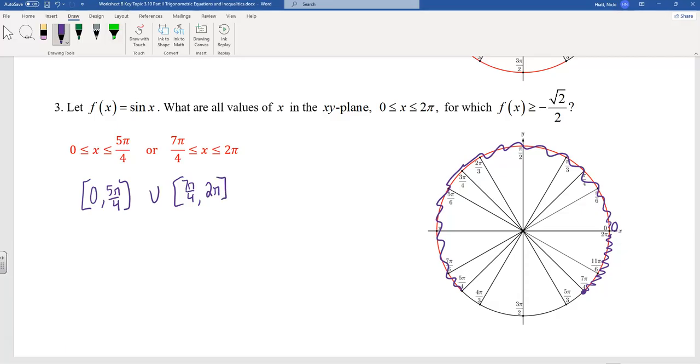And here I've got part of my answer from 7 pi over 4 to 2 pi. Because you have to keep in mind, these are number values, right? So 7 pi over 4 is 7 times pi divided by 4, which is going to give you about 5.4977. So it's actually a number, and you have to start at 0 and go in that direction.